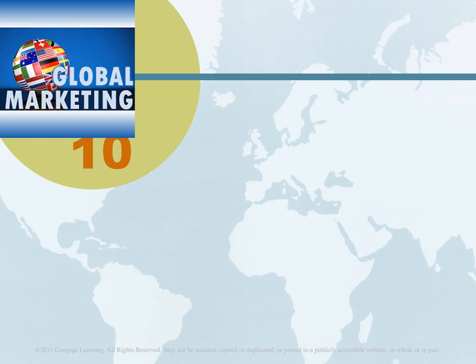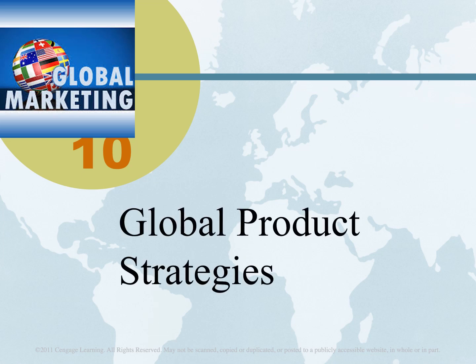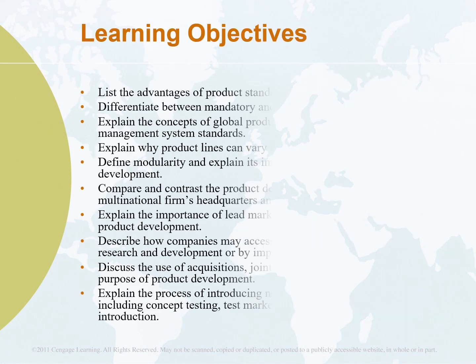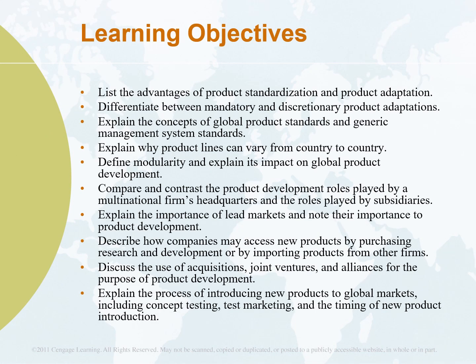And this is chapter 10. In this chapter, let's talk about global product strategies. The learning objectives of this chapter are that you'll be able to list the advantages of product standardization and product adaptation. Product standardization versus adaptation.